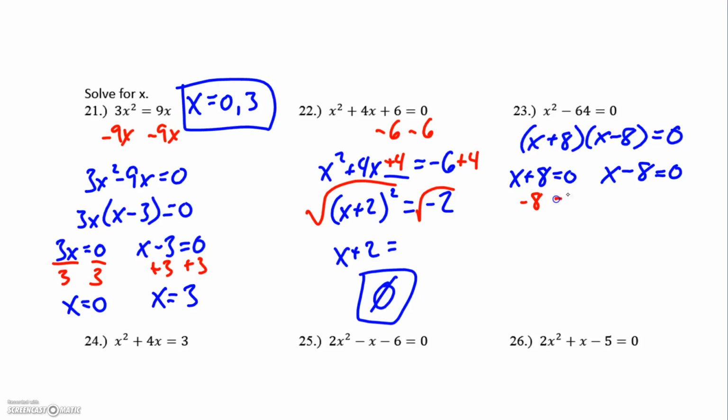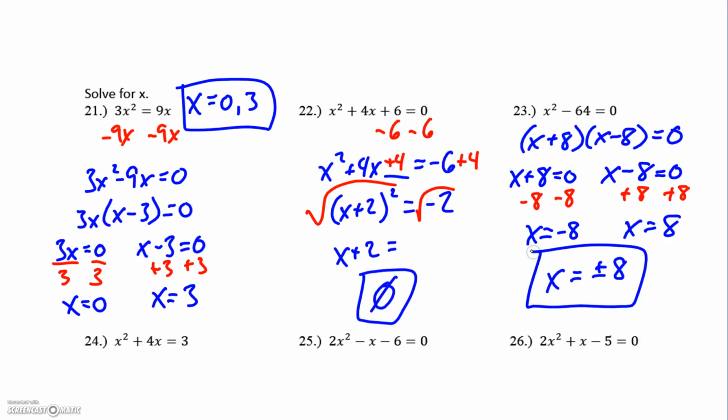And now I can solve each. Here on this first one, I subtract the 8 from each side. That gives me x equals a negative 8. On the next one, I add the 8 to each side. That gives me an x equals 8. So I get two answers of x equals a negative 8 and a positive 8. And if you want to rewrite that as x equals plus or minus 8, that's an acceptable way to denote that as well. All right. The other option there would be add to 64 and then take the square root. Just remember when you take the square root, you have to remember to do plus or minus. Okay.